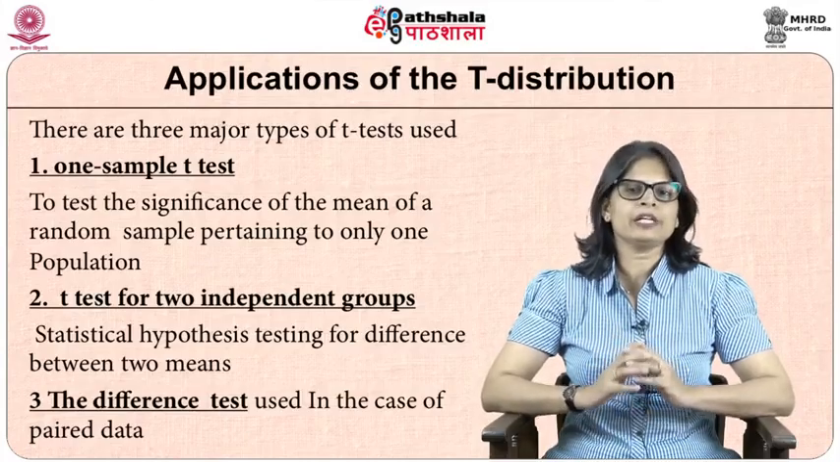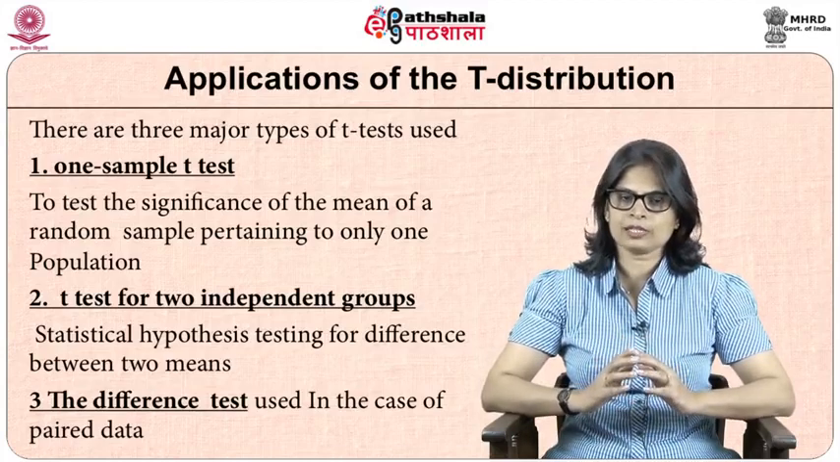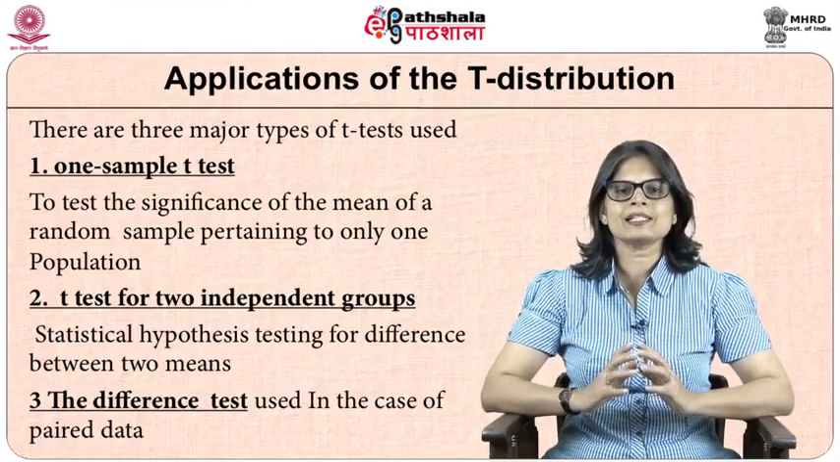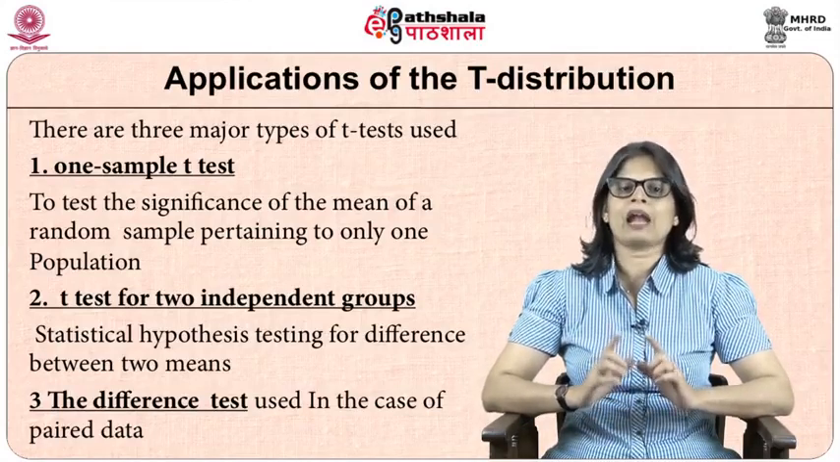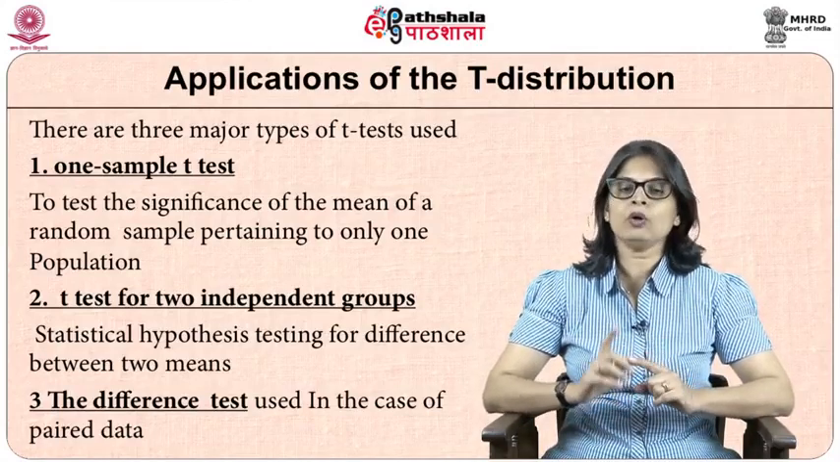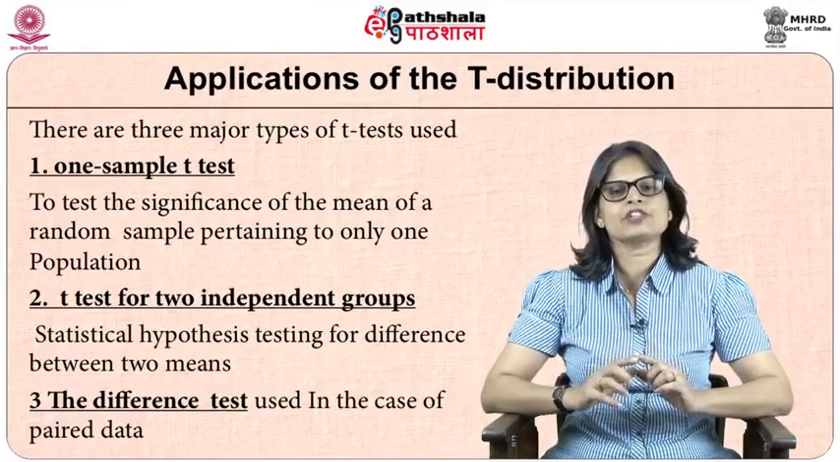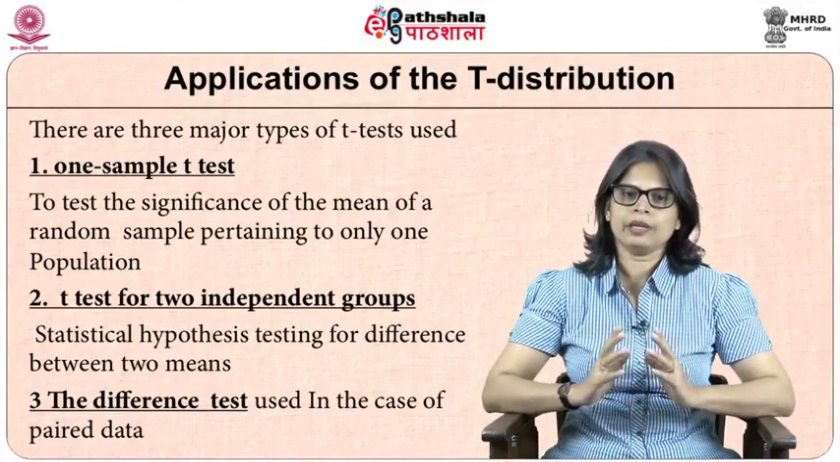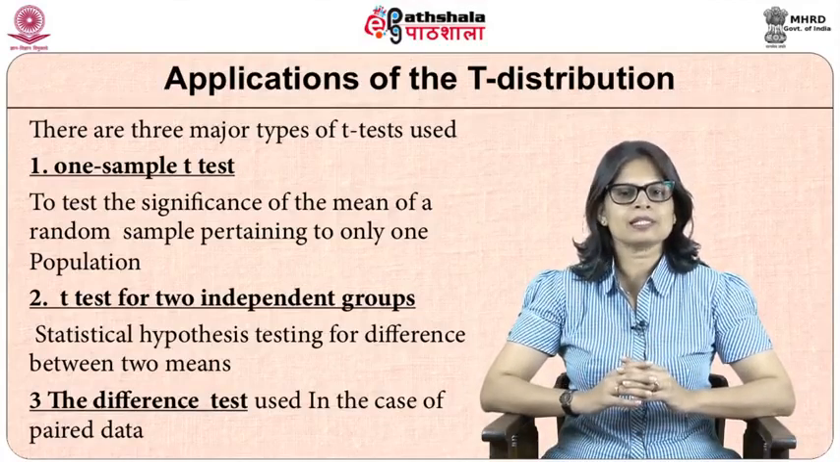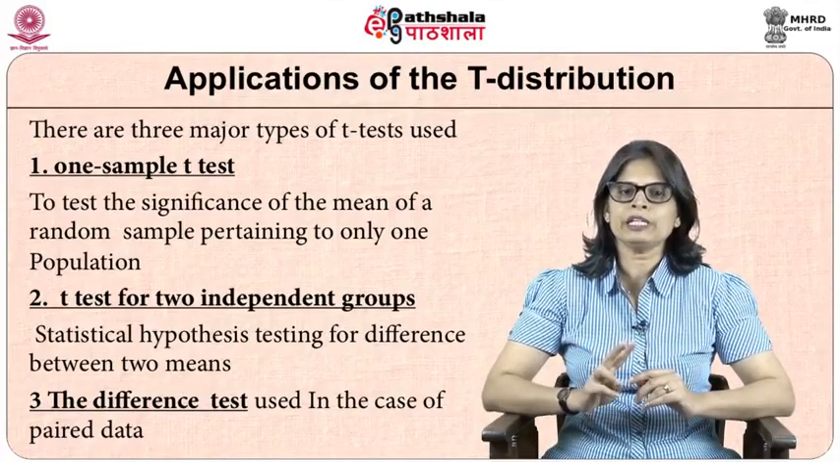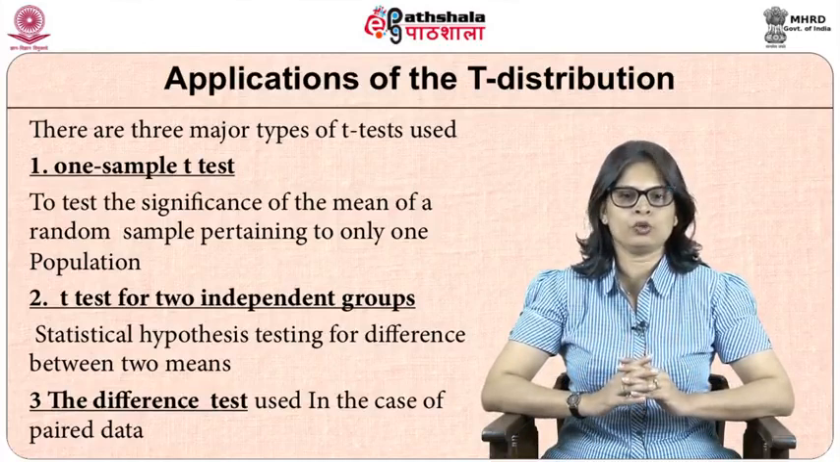Let us now see the applications of the t distribution. There are three major types of t-tests which are used. First is the one sample t-test. This is used to test the significance of the mean of a random sample, but pertaining only to one population. Second, the t-test for two independent groups. Here, statistical hypothesis testing is done to understand the difference between two means for two separate independent groups.